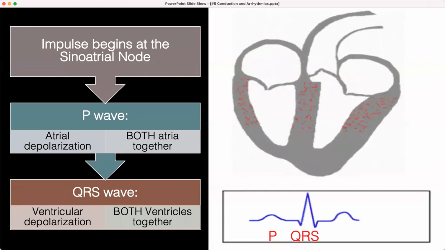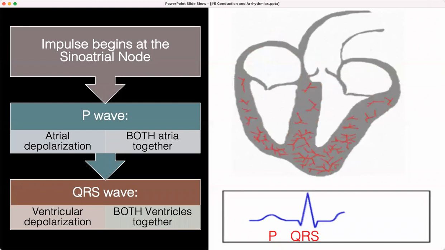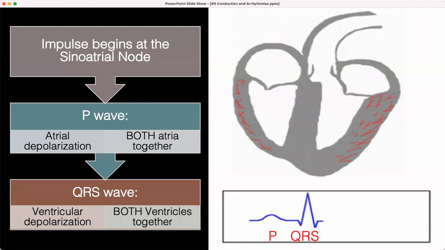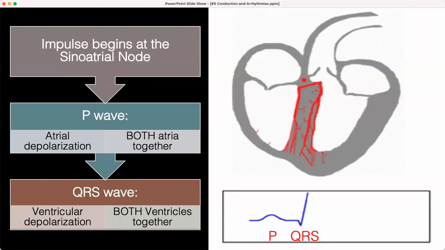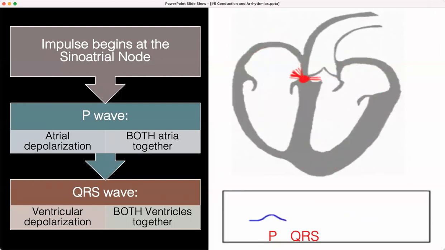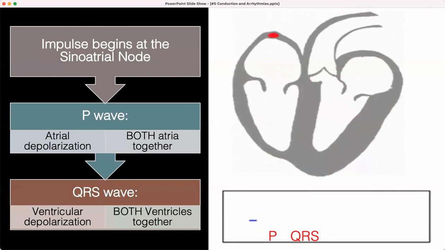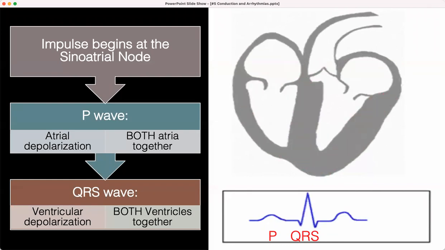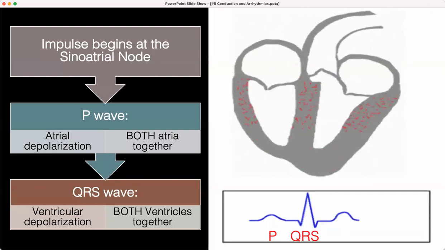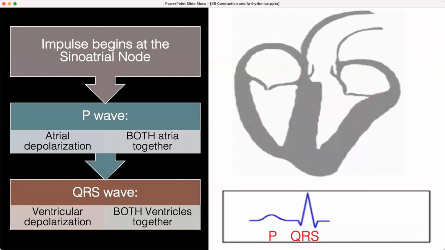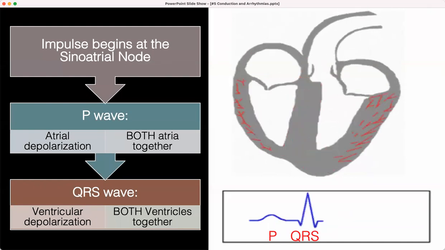So notice that the impulse begins at the SA node, the sinoatrial node, and it doesn't go straight to the AV node. First, it goes over to the left atrium, because both atria need to contract at the same time. So the P wave is the contraction, or the impulse traveling through the atria, and then the QRS is the impulse traveling through the interventricular septum and the walls of both the left and right ventricles.